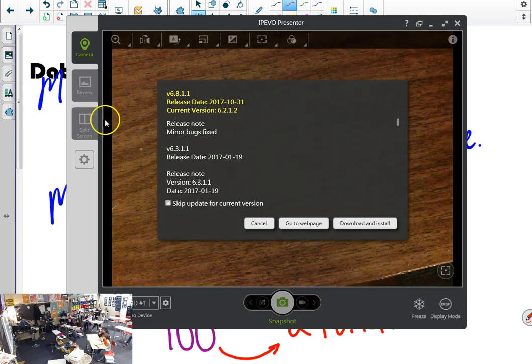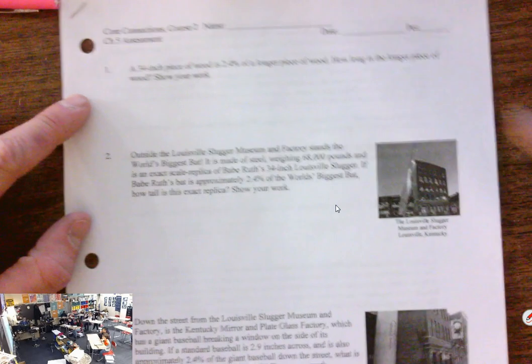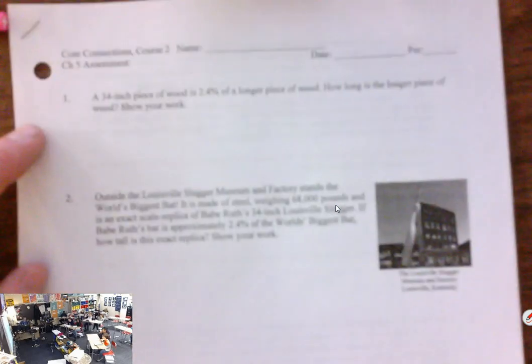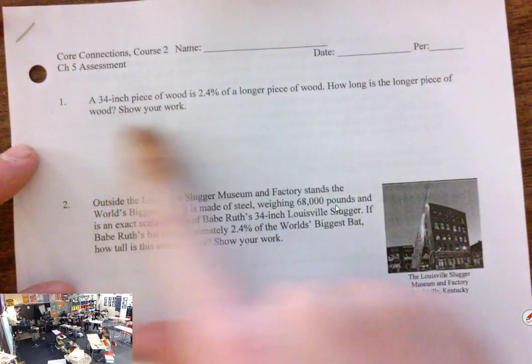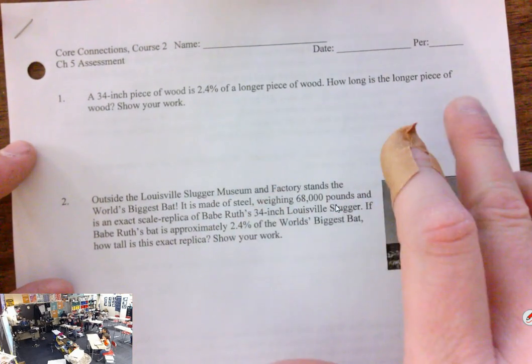I got yours early. Here's the deal. I want you to know what you're going to be asked to do, right? It's pointless if I ask you to do something and you're not ready. So, finding the whole, what we just talked about: on number 1, it tells you that this piece of wood is this percentage of the larger one. I cut my finger. How long is the longer piece of wood?